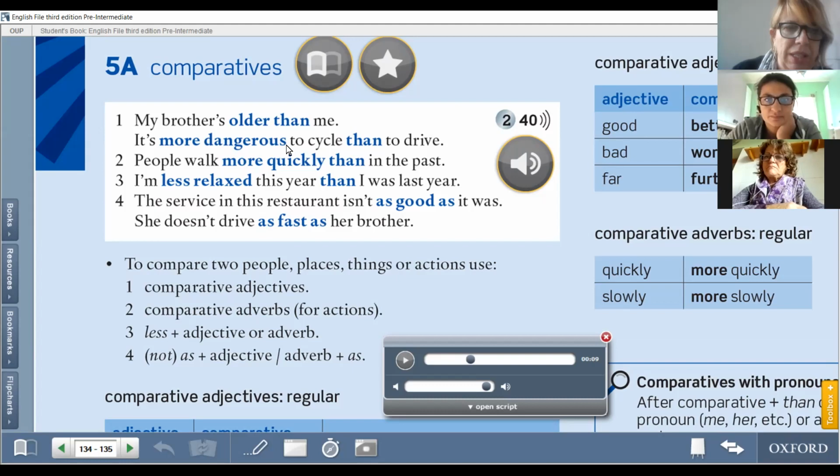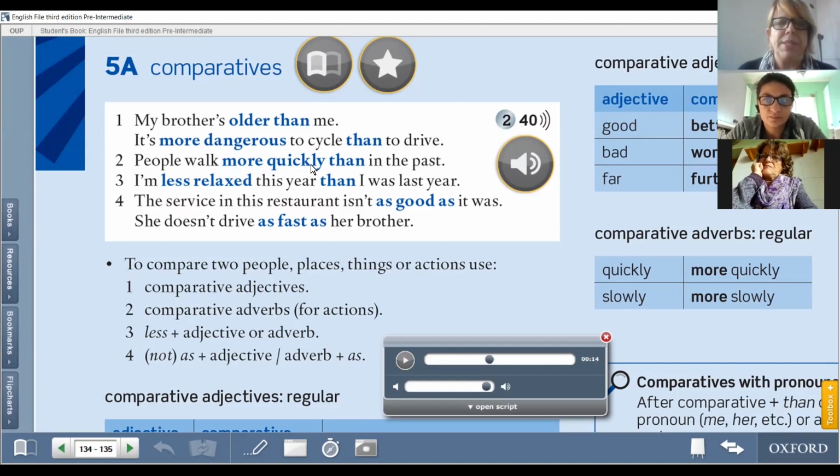And this is made with adjectives. Let's see here. 2. People walk more quickly than in the past. The same thing, we can do it with the adverbs for action. So the adverb, I remind you, is that word that is showing you the way in which we do something. For example, quickly, in a quick way. Quickly is the adverb. Okay, so quick is the adjective, quickly the adverb. People walk more quickly than in the past.